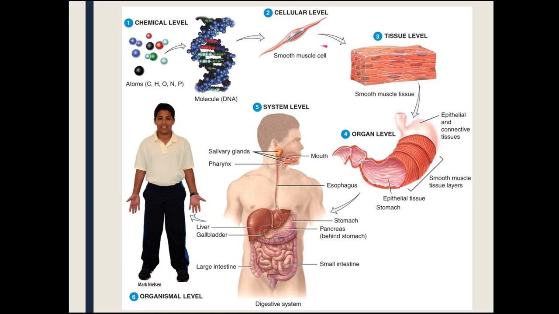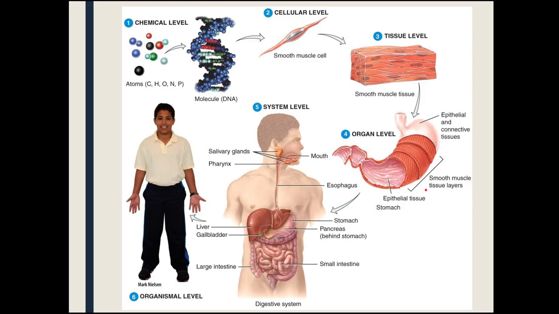In this case, we are building a specific type of tissue. This is smooth muscle tissue. You could see these are multiple smooth muscle cells that form an organ. In this case, we're forming the stomach. The stomach is going to also have epithelial, connective tissue, muscle tissue, and nervous tissue.